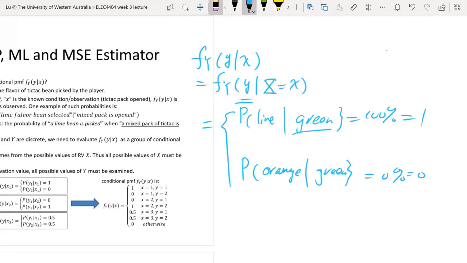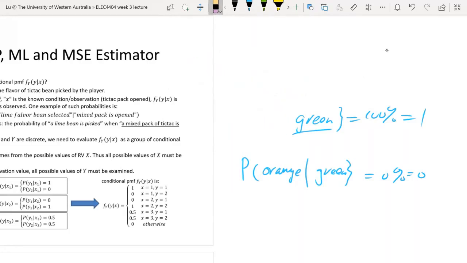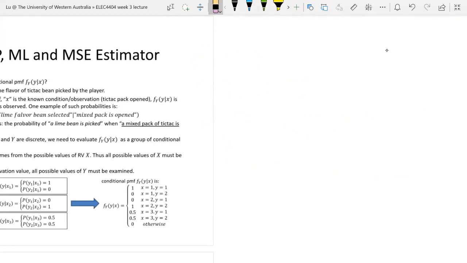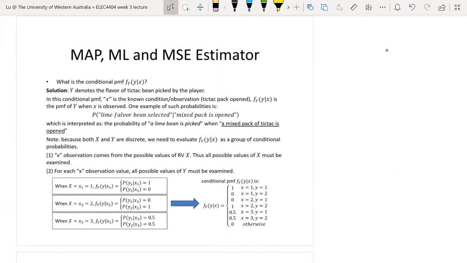Of course, for x, we also have different values. For example, open the mixed pack or open the orange pack. So different conditions. What I have explained has already been given here. This is the conditional probability that we want to evaluate. The x, the tic-tac pack you picked, is the condition, and the flavor of the bean is our interest.